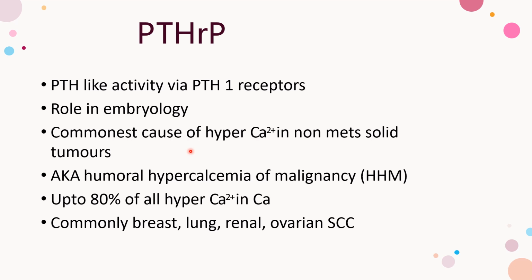It is also known as humoral hypercalcemia of malignancy, HHM. This point is most commonly asked as an MCQ, and in practical viva it is also asked. In up to 80% of cancer cases, there is hypercalcemia because of parathyroid hormone related protein. Commonly observed cancers are breast cancer, lung, renal and ovarian squamous cell carcinoma. So hypercalcemia is common in malignancy. In 80% of cases, it is due to parathyroid hormone related protein.